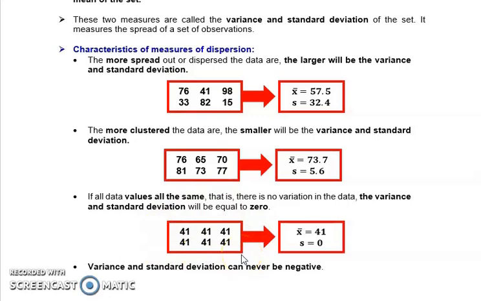Since the standard deviation equals 0 when all data values are the same, variance and standard deviation can never be negative. So remember, when you calculate the variance and standard deviation, you cannot get a negative value. Now, when we have the standard deviation, how do we get the variance? Simply square the standard deviation. But if we have the variance, how do we get the standard deviation? We simply take the square root of the variance.